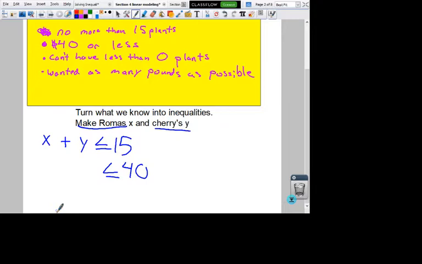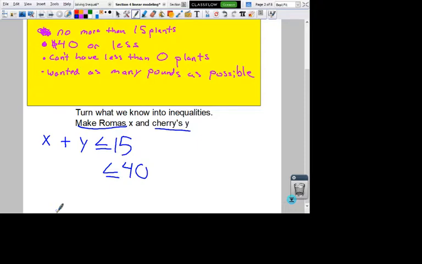Let me grab my extra notes right here. What is X and Y? X are Roma tomatoes, Y are cherry tomatoes. So every time you see an X, that is the number of Roma tomato plants that we're going to buy. We don't know what those are yet, we're going to have to figure it out. Does it matter which one you choose for X and Y? No, I just picked a random one. And Y is going to be the number of cherry tomato plants we buy. I don't know what they are yet.